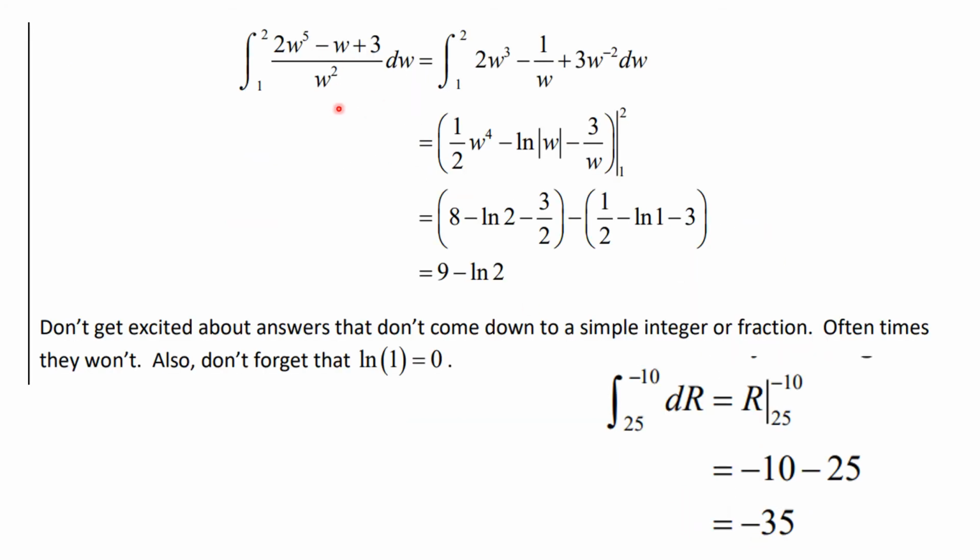Here again, you had to do algebra before you did calculus, because there is no quotient rule for antiderivatives. So we divide w squared in here, and we get 2w cubed minus 1 over w, and it is plus 3, and that is w to the minus 2. We integrate all of those. We plug in the numbers. This minus sign is from the fundamental theorem of calculus, and we get 9 minus ln of 2. That is an exact number. In it, we use the fact that the ln of 1 is 0.